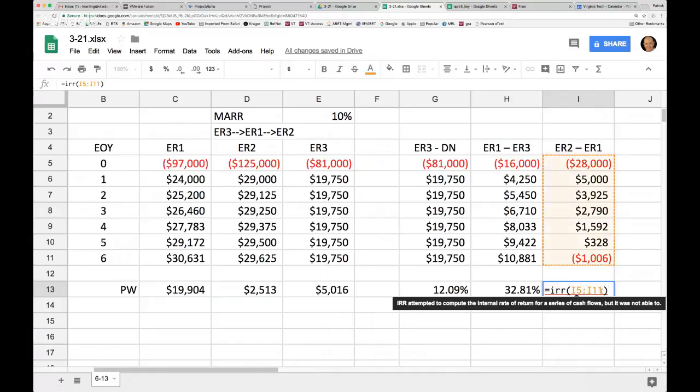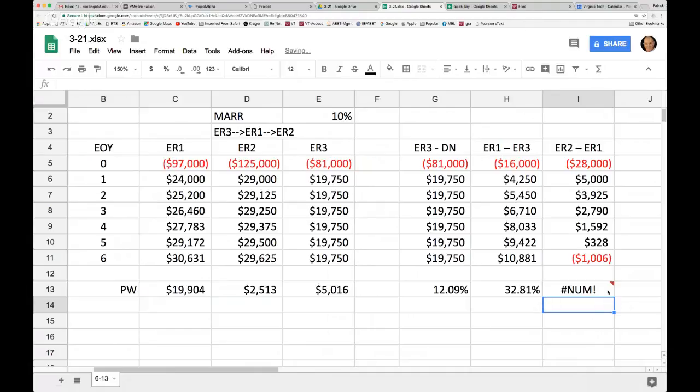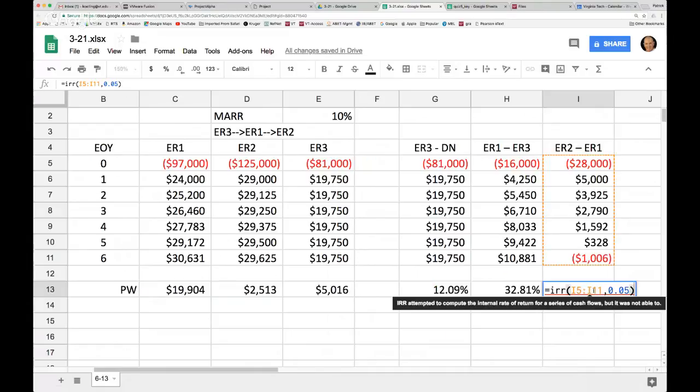So we need to give it a guess. I think it's going to be less than 10%. So let's give it 5%, 0.05 as a guess. Okay? Well, that didn't work. How about a different guess? Let's give it 0.